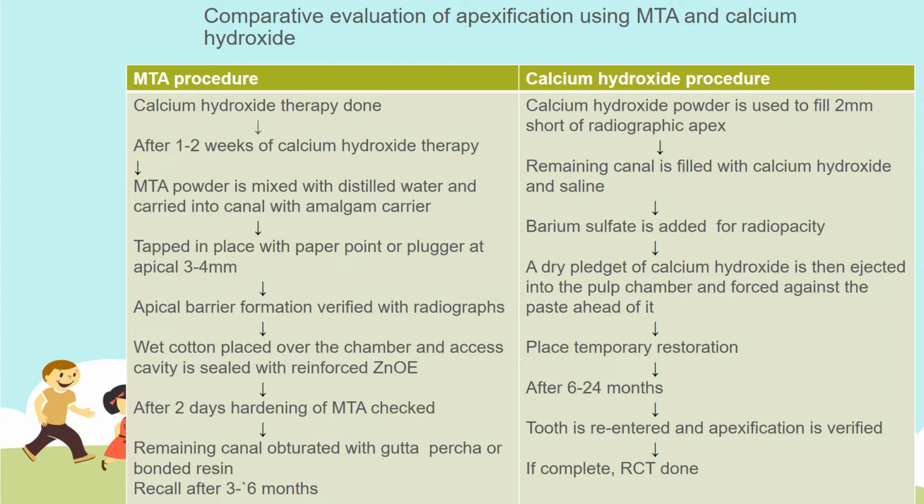Coming to the calcium hydroxide procedure, calcium hydroxide powder is used to fill 2 mm short of the radiographic apex. The remaining canal is filled with calcium hydroxide and saline. Then barium sulfate is added for radiopacity. A dry pledget of calcium hydroxide is then ejected into the pulp chamber and forced against the base ahead of it. Place a temporary restoration. After 6 to 24 months, the tooth is re-entered and apexification is verified. If complete, RCT is done.